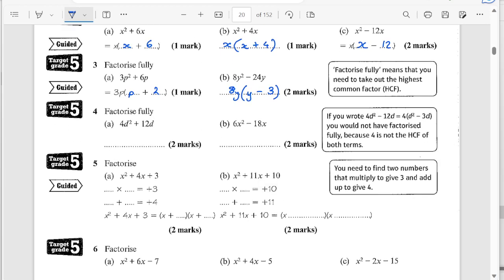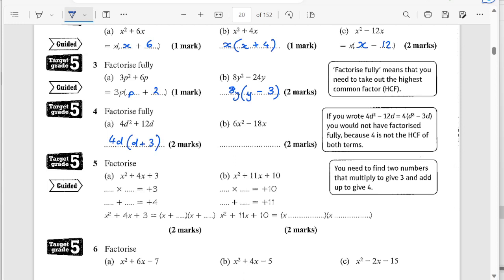And for the final row, not the final row, for the next row, I'm going to take 4d out as a common factor. So what do we times 4d by to get 4d squared? That would be d. And what do we times 4d by to get 12d? That would be 3. And the symbol in the middle would be a plus.